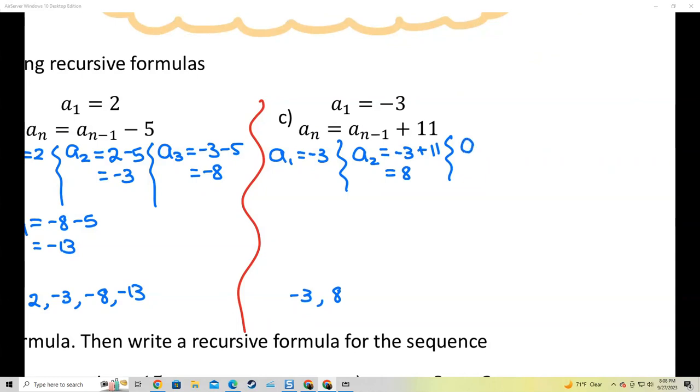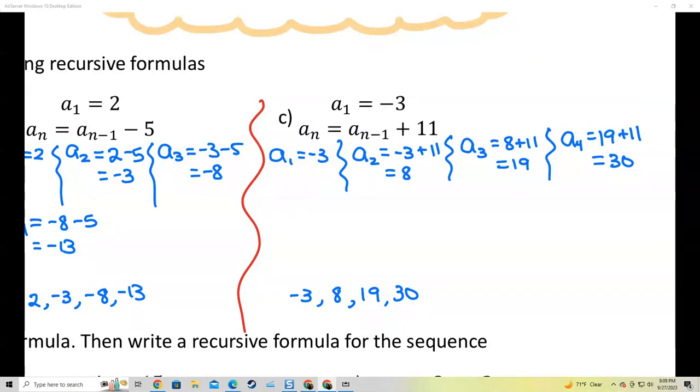Let's talk about the third term. How do I get my third term? Well, I need to take the previous term and add 11. So that means I need to take 8 and add 11. And that's going to give me a 19. And then for my fourth term, how do I get my fourth term? I need to take my previous term, which was 19, add 11. That gives me 30.